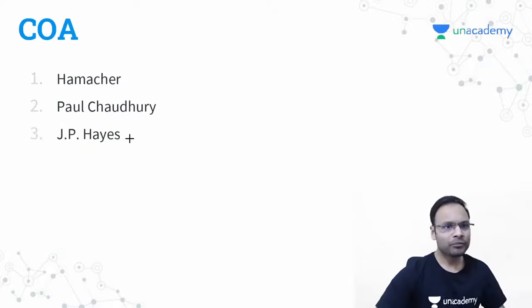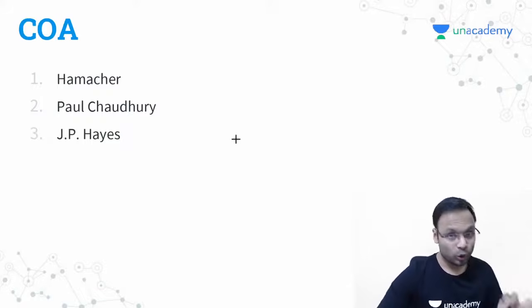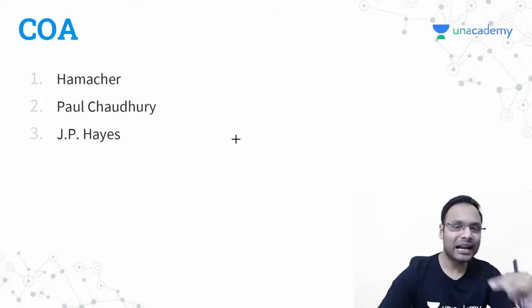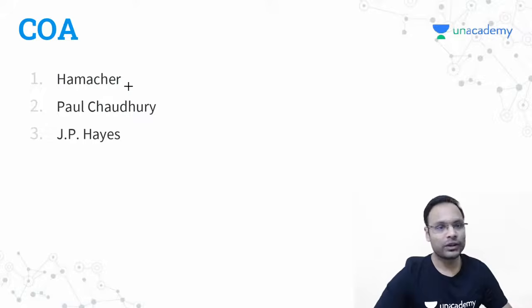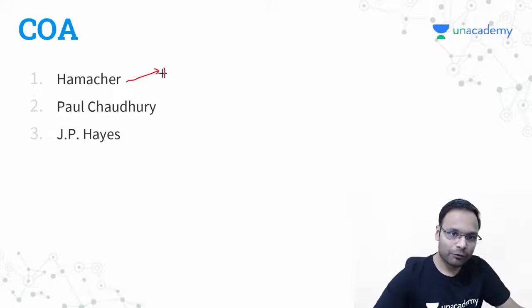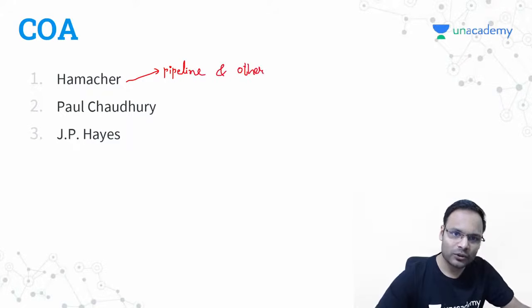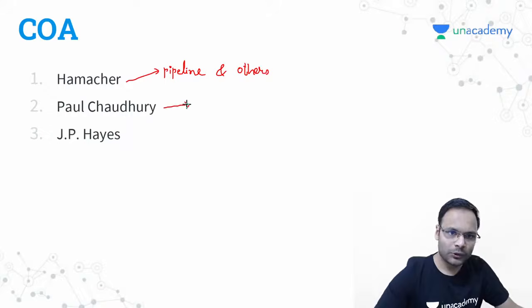Then for COA, computer organization and architecture, though my playlist is available here and that particular playlist covers every single thing, still you can find these three books. Hamacher you can follow for the pipeline chapter. The pipeline chapter is really good, and other topics are also good in this. Carl Hamacher you can follow for organization, IO and memory. JP Hayes you can follow for the architecture part like CPU and instructions.